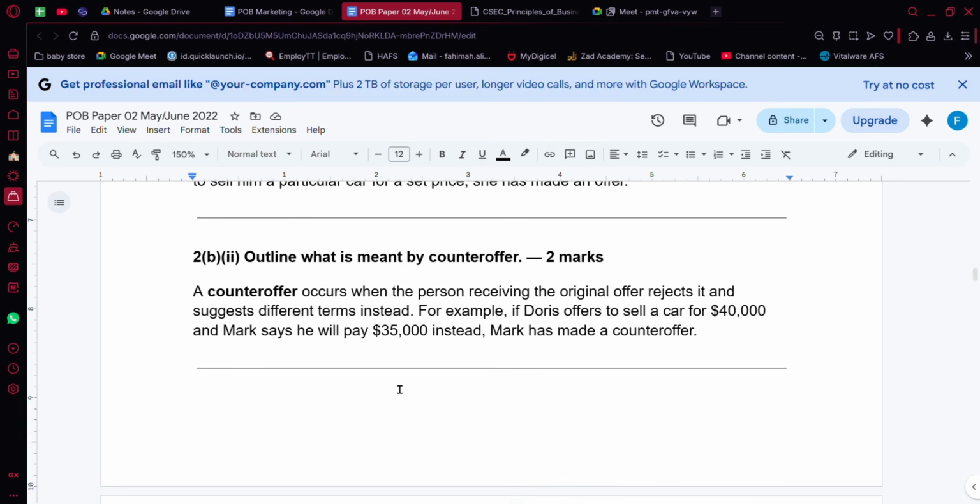Counter offer. A counter offer occurs when the person receiving the original offer rejects it and suggests different terms instead. For example, if Doris offers to sell a car for $40,000 and Mark says he will pay $35,000 instead, Mark has made a counter offer.